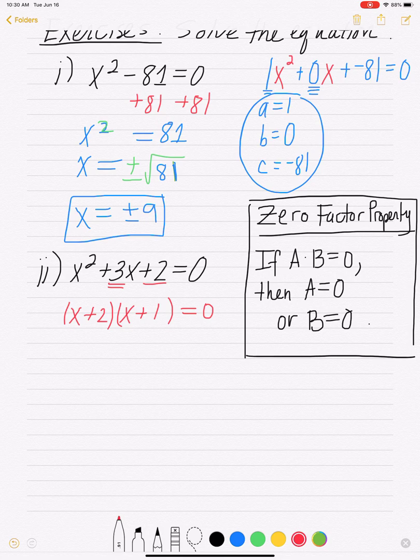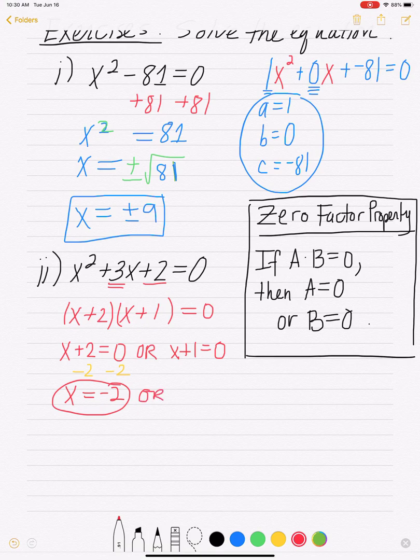So that means your first factor must be 0, or your second factor must be 0. So I said x plus 2 equal to 0, or x plus 1 equal to 0. What we've done is reduced this equation into 2 smaller basic equations. To solve the first one, I'm going to subtract 2 from each side, and I'm going to get x equals negative 2.